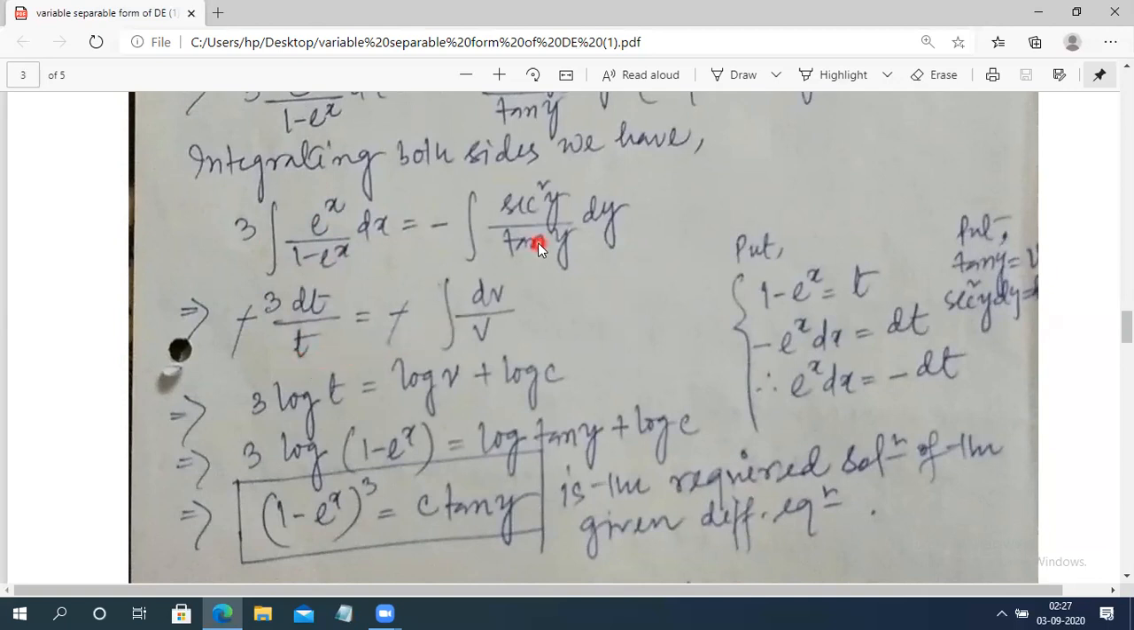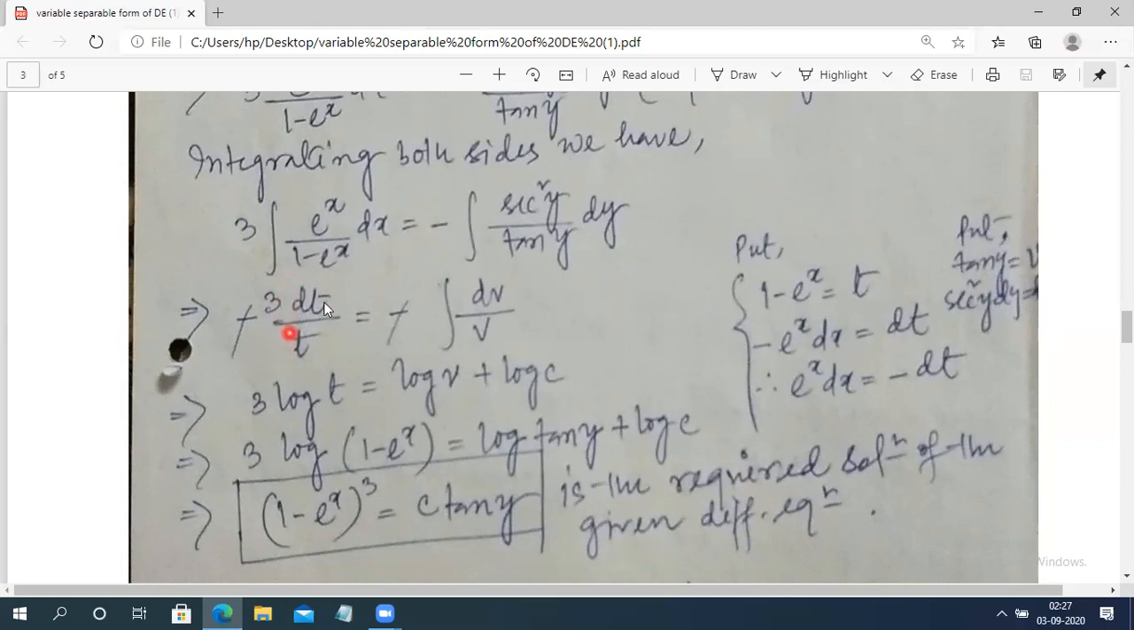Now on the right hand side, if we substitute tan y as the new variable v, then after differentiating tan y with respect to y, we will get x square y dy is equal to dv. So this will give dv by v. Now I forgot to put this integration sign here.